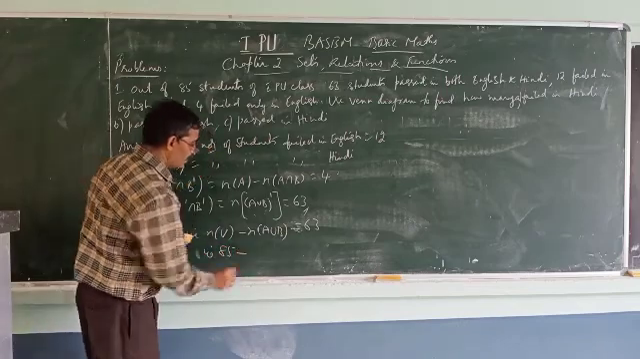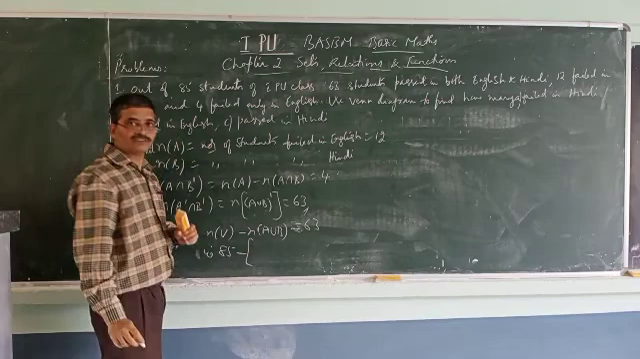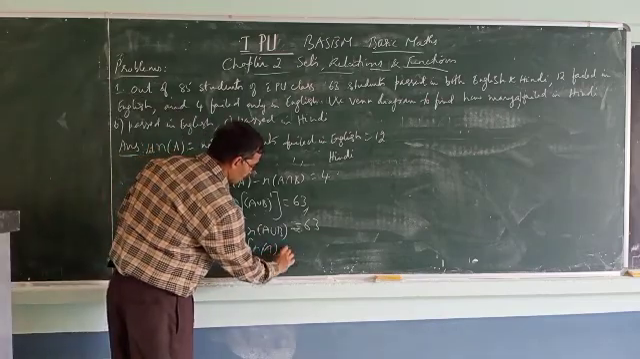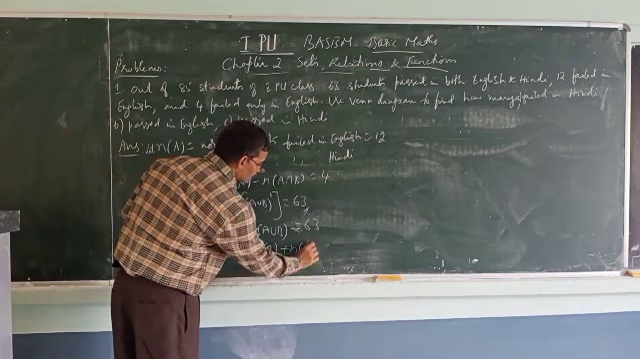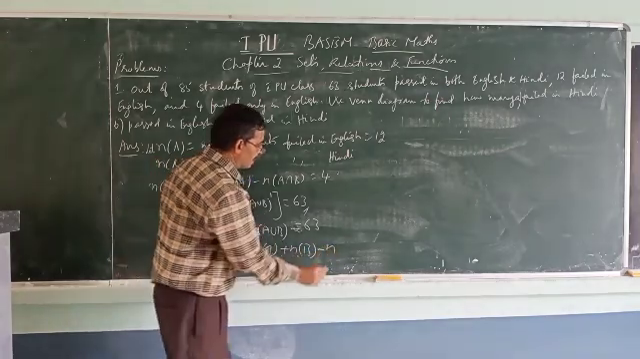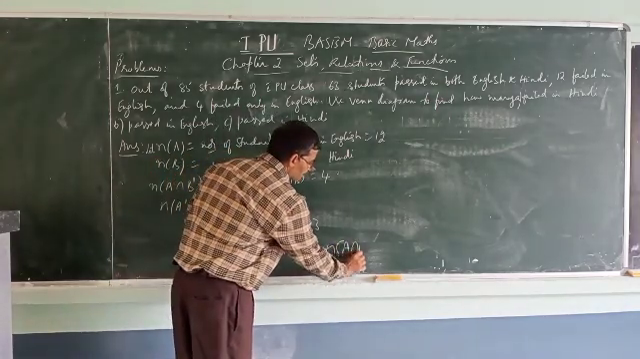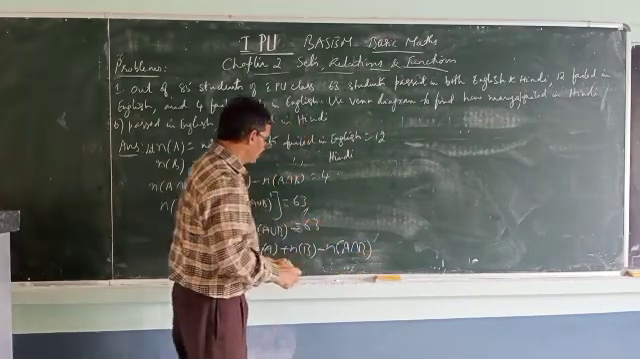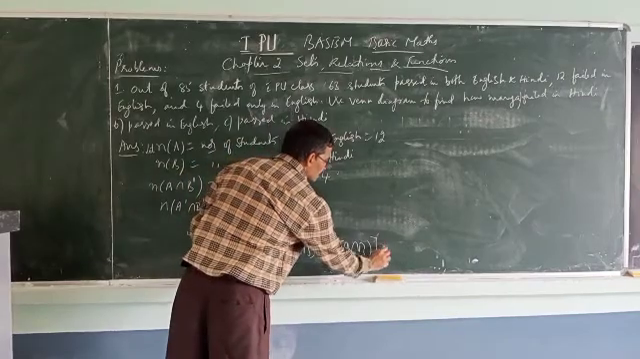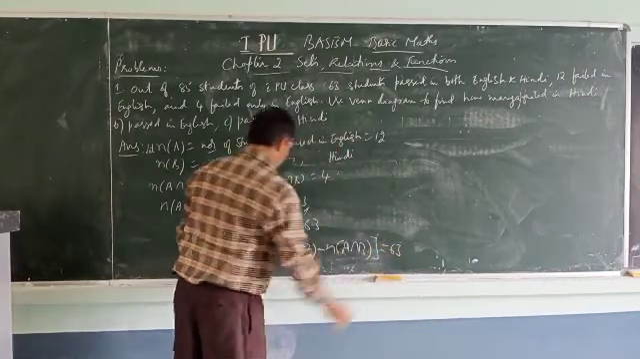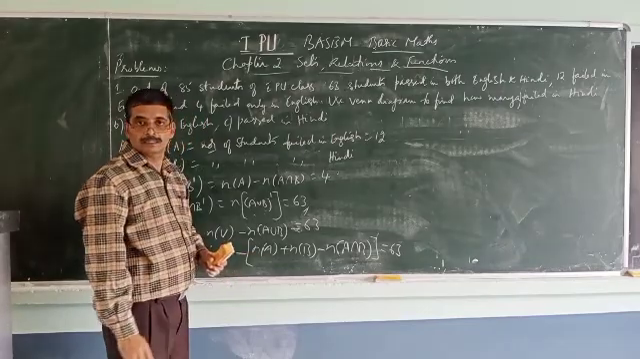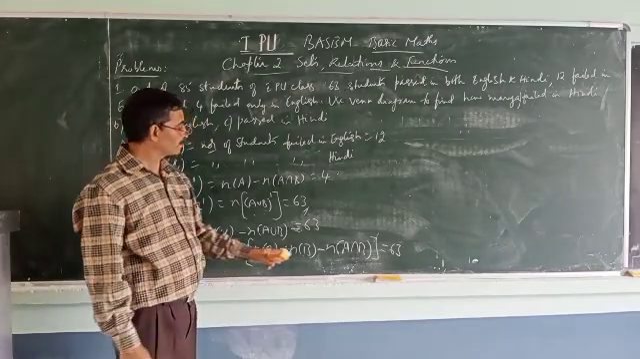85 minus what is N of A union B? N of A union B is N of A plus N of B minus N of A intersection B. So this is equal to 63. N of U is 85, so rearrange.